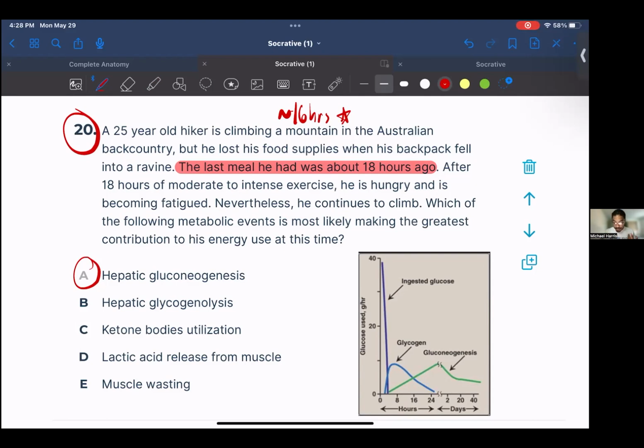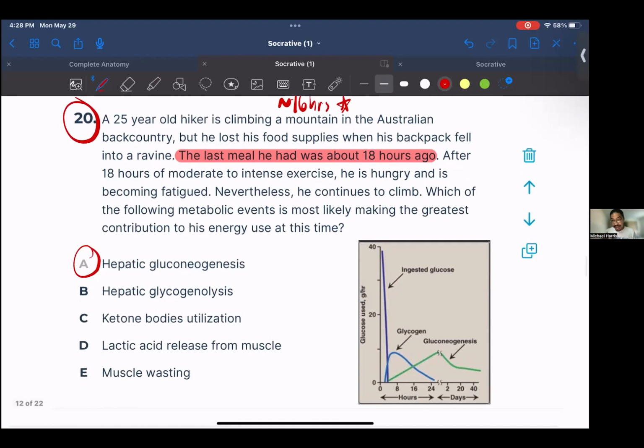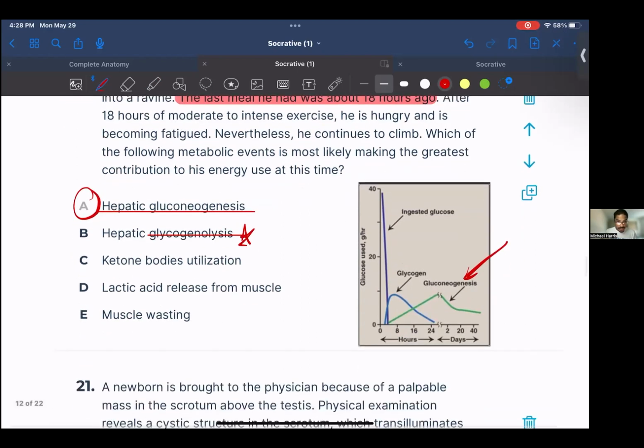Okay. And that's the key. That and then portion sizing and all that stuff. But anyways, so that's why this ends up being gluconeogenesis, because you're no longer able to use glycogen. This is gone. Okay. Good.